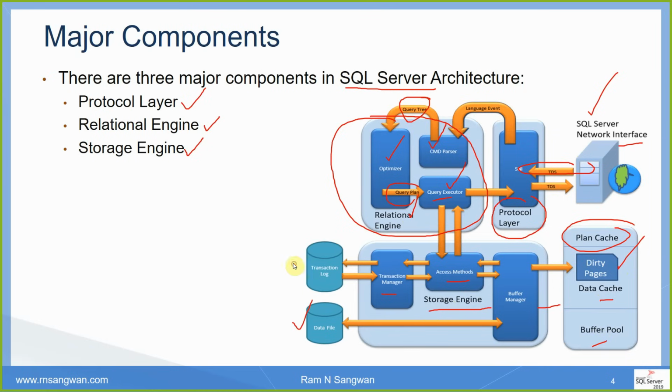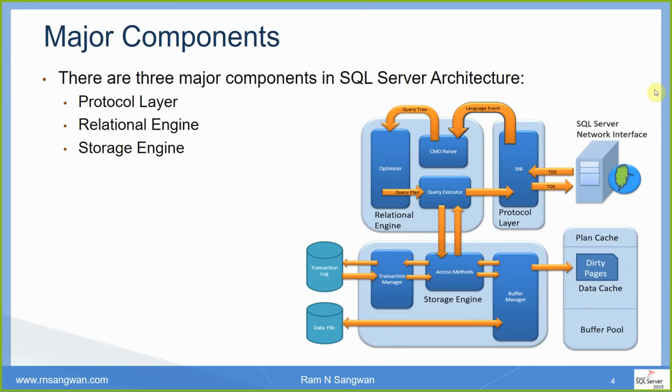The flow of the data, the physical data storage, the storage part, how it is working, you can see everything with the arrows, the direction of flow of the data in this architecture. The three components are clearly visible in this figure here: the protocol layer, the first layer, then the relational engine and the storage engine.